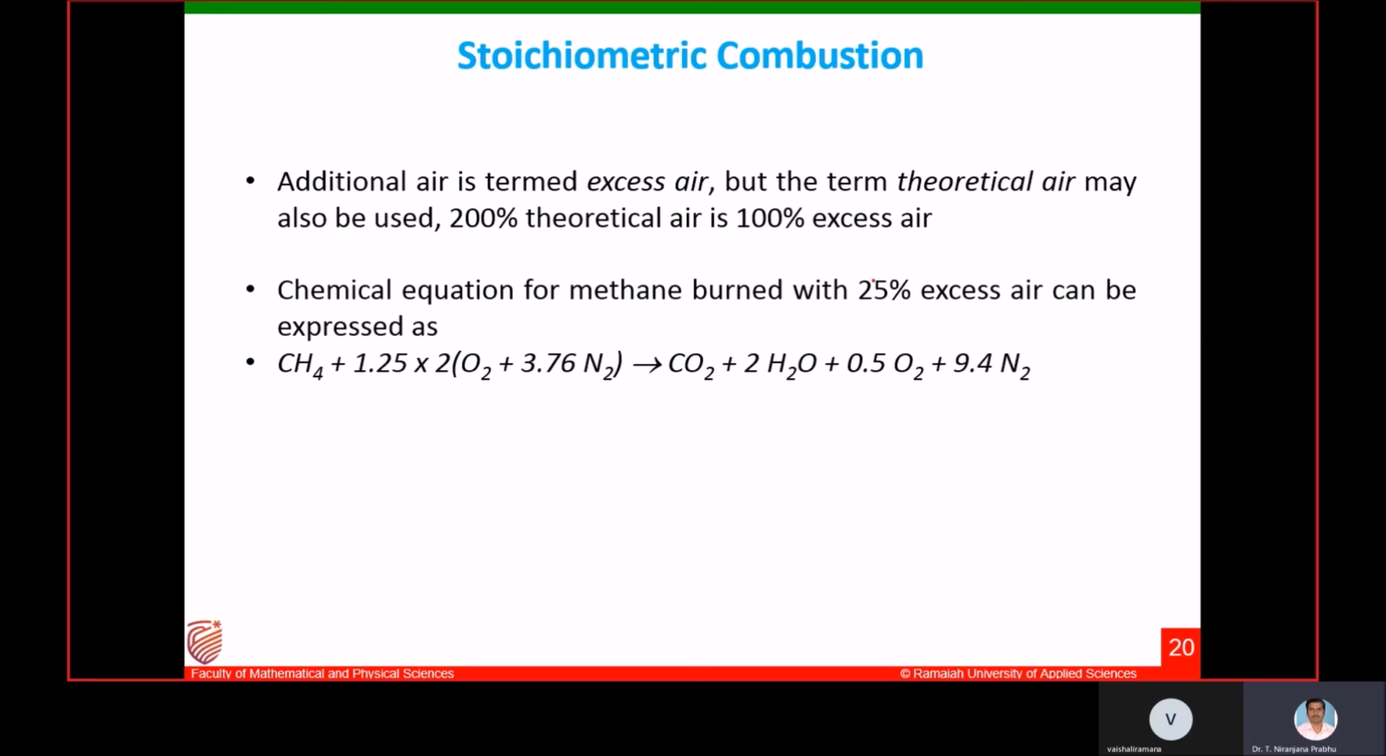For the same methane molecule, for 25% excess air, you take CH4 plus 1.25, simple. Earlier here it was 1 into 2, so here 1.25 into 2. So 25% excess, 1.25 into 2 oxygen plus 3.76 nitrogen, giving rise to carbon dioxide, and then water molecule, oxygen, and 9.4 nitrogen. So when 25% excess air is used, some amount of oxygen is also coming out. Now the nitrogen coming out is more. So this happens when we take excess air. This is not a stoichiometric reaction.